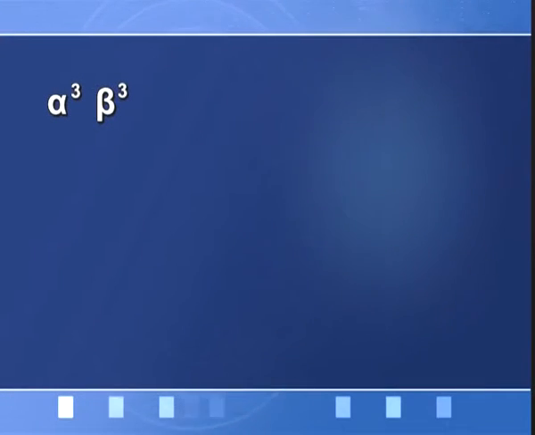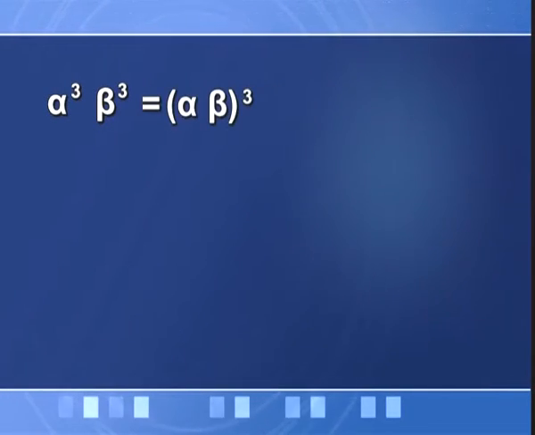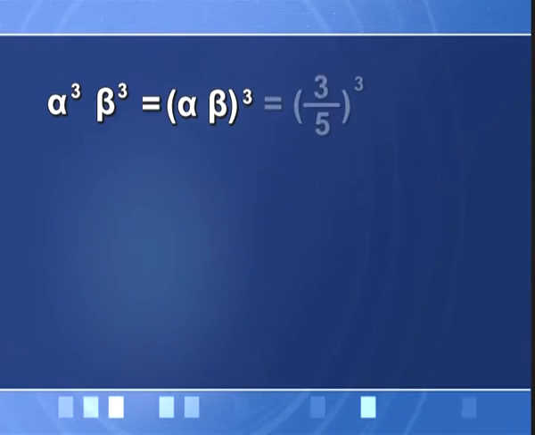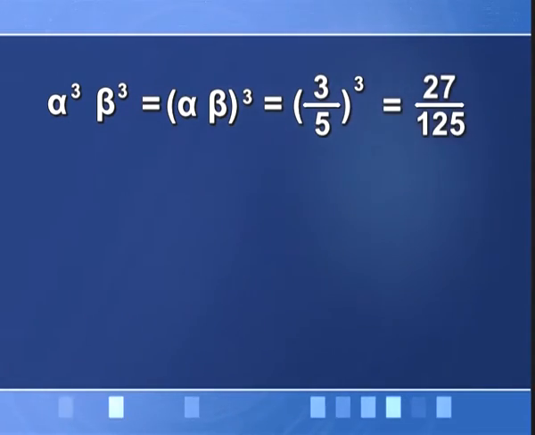What next we have to find out? Yes, alpha cube beta cube. So, alpha cube into beta cube will be alpha beta whole cube, which is equal to 3 by 5 whole cube, which is 27 over 125. We are now ready to write the quadratic equation.